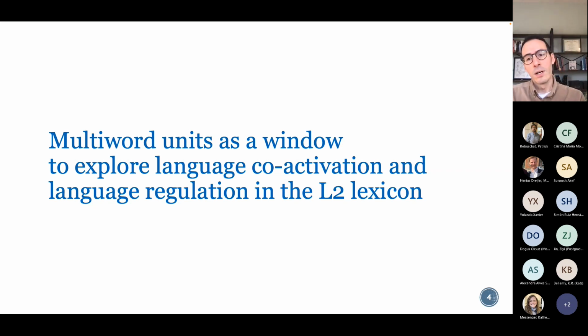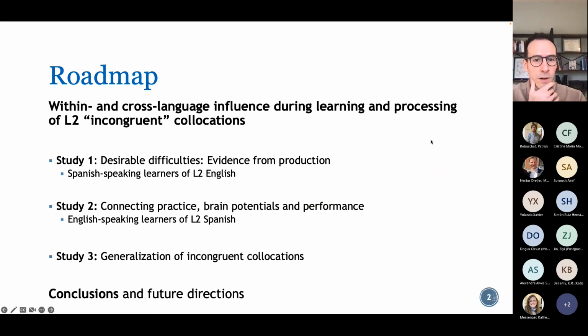So one goal is to understand the role of L1 influence under different learning conditions, and how we might be able to exploit this co-activation to learners' advantage. I'm going to be presenting here mostly work from 3 studies. The first one is a behavioral study, and the other 2 are based on ERP data. The first 2 focus more on the learning side of things and processing to some extent, and the last one focuses mostly on generalization.